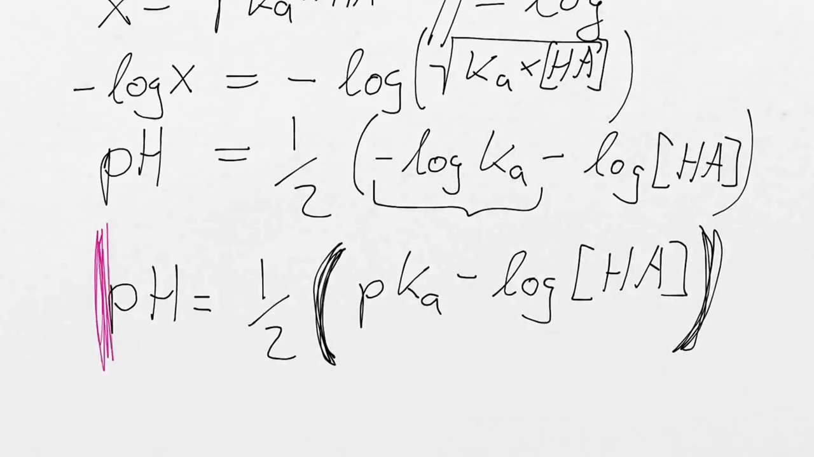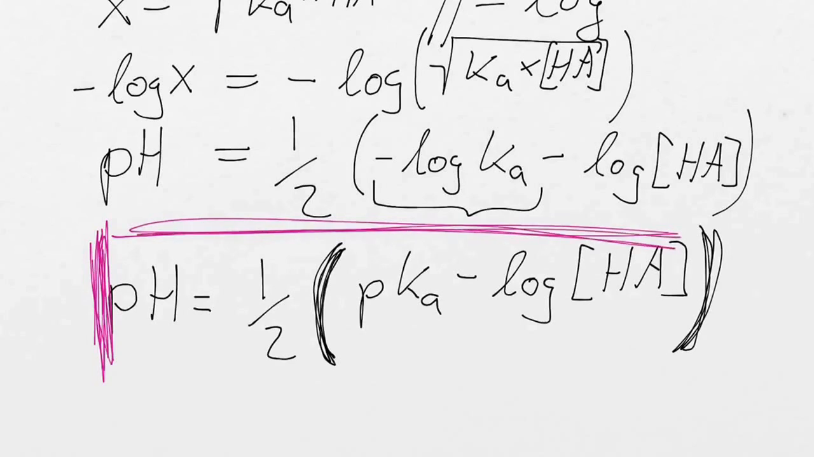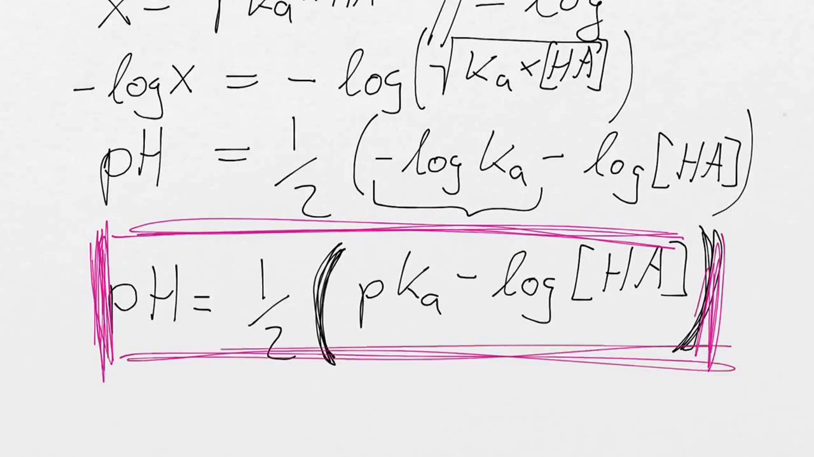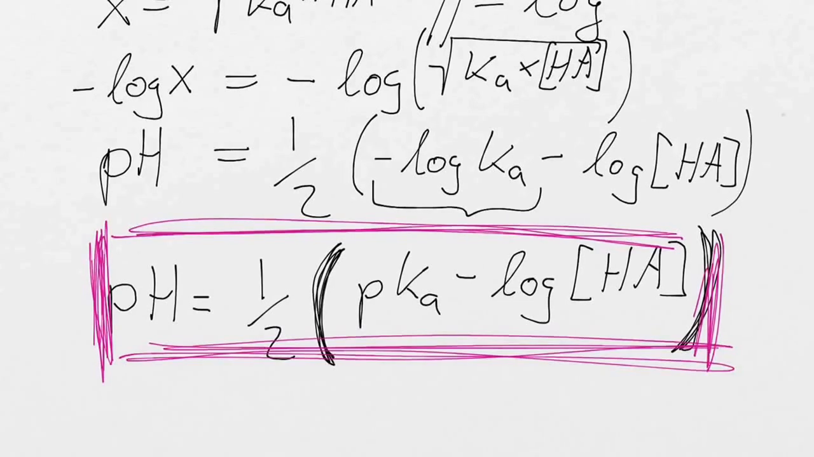This is an equation that I want you to remember. pH is half of pKa minus log of HA.